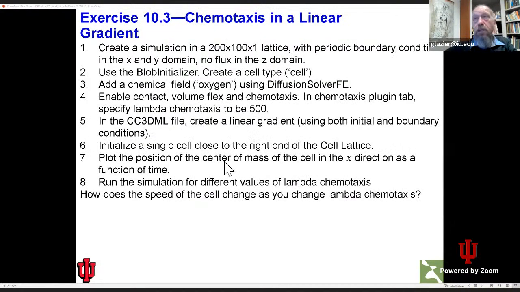And so let's try doing that. Why don't we create a simulation, say a 200 by 100 lattice, use periodic boundary conditions in X and Y, no flux in Z. Create a single cell, called cell if you like, add a chemical field, oxygen, using DiffusionSolverFE.